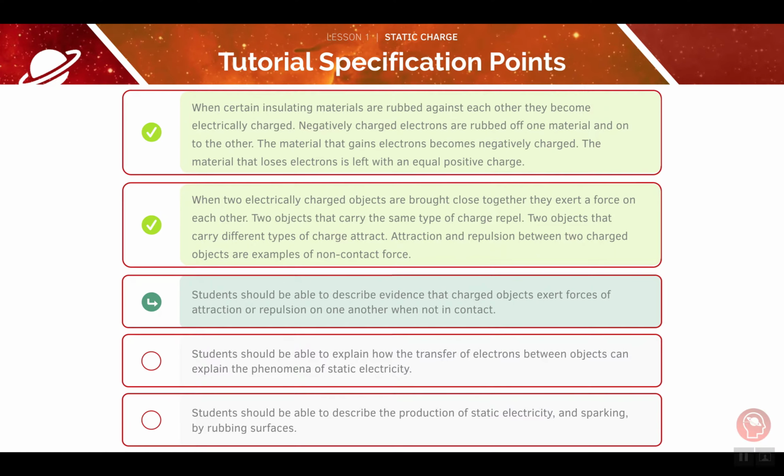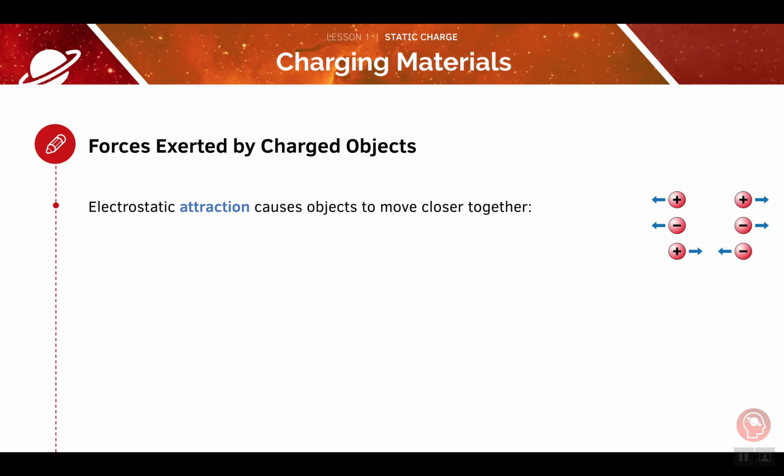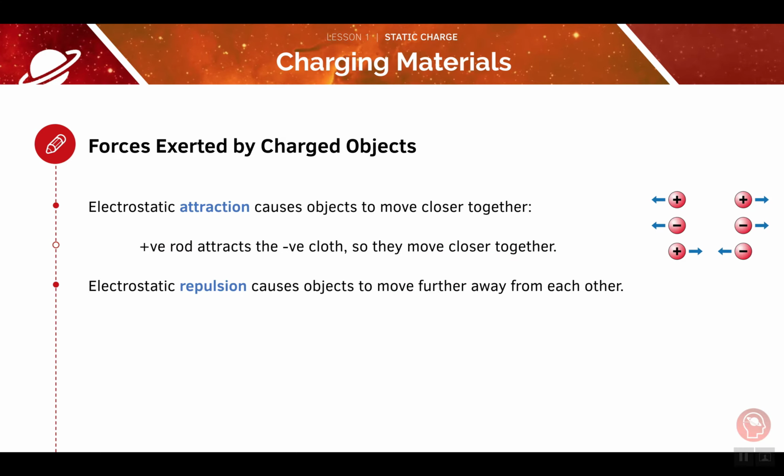Our next specification point will look at objects exerting forces of attraction and repulsion. Similar to other forces, electrostatic forces can cause movement. Electrostatic attraction will cause objects to move closer together. If we think back to our example with the rod and the cloth, the positive rod will attract the negative cloth, meaning that they move closer together. Electrostatic repulsion will cause objects to move further away from each other.